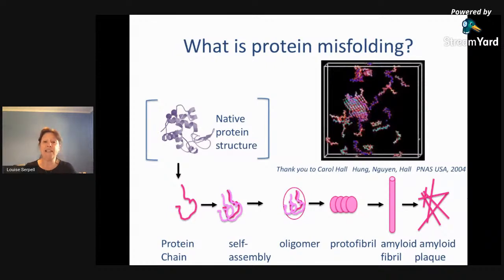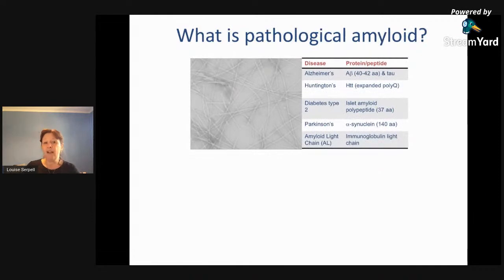So what is amyloid in terms of disease? Well, I've shown a picture here. This is an electron micrograph showing amyloid fibrils formed from a particular protein. In a way, it doesn't matter what that protein is, because many different proteins can form amyloid fibrils.